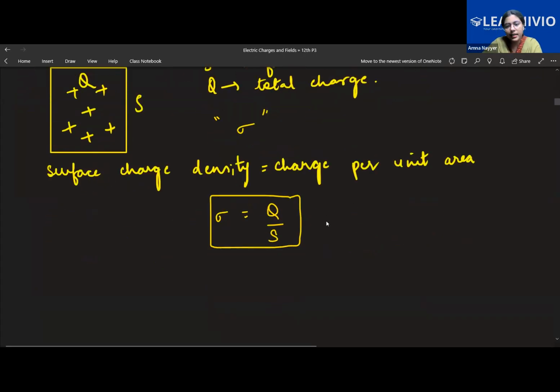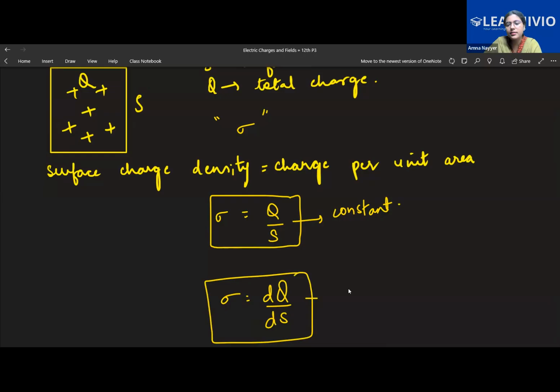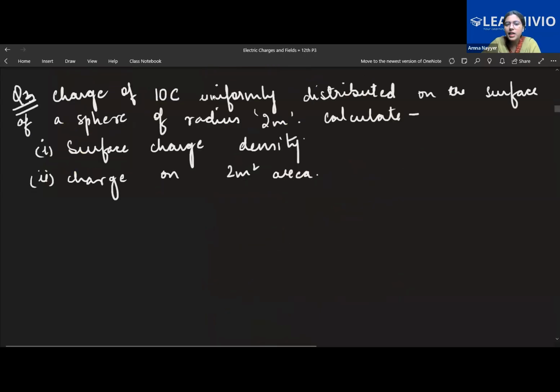So this is again the same thing. Now we'll not be doing the questions again, but it's the same thing. If it is constant, fine, and if it is variable in any way, you're going to write it as dq over ds. This is when it is variable. So simply your surface charge density is the charge per unit area. Now let's see one easy similar question for this constant part. A charge of 10 coulomb is uniformly distributed on the surface of a sphere of radius 2 meter. You have to calculate its surface charge density.